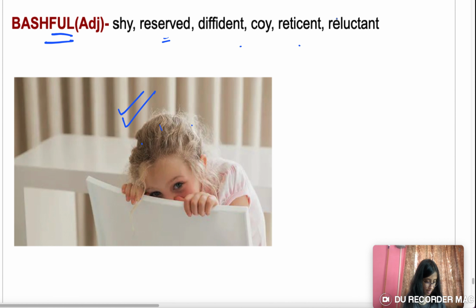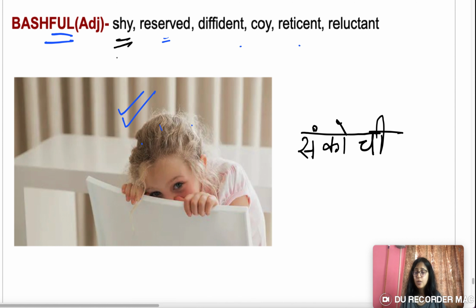Okay, understood. So what can you say in Hindi? In Hindi we can say sankochi. Jise sankoch hoti hai, sankochi. So who is a shy person? One who cannot speak confidently in front of people, in front of many people, that person is a shy person.